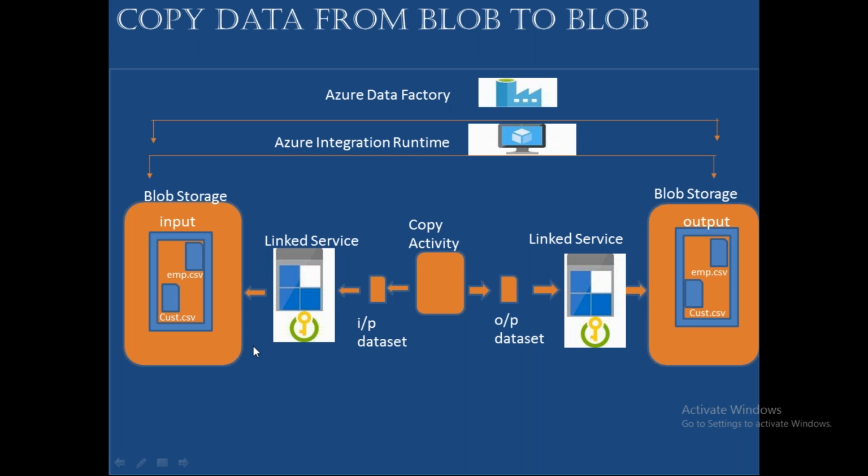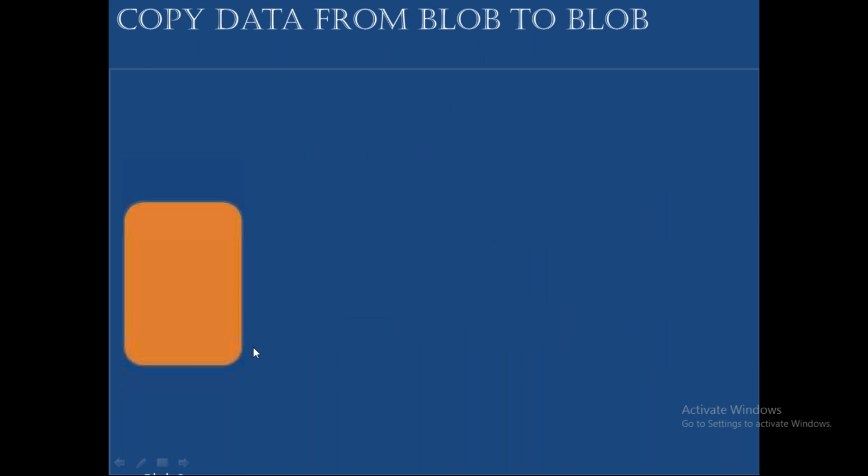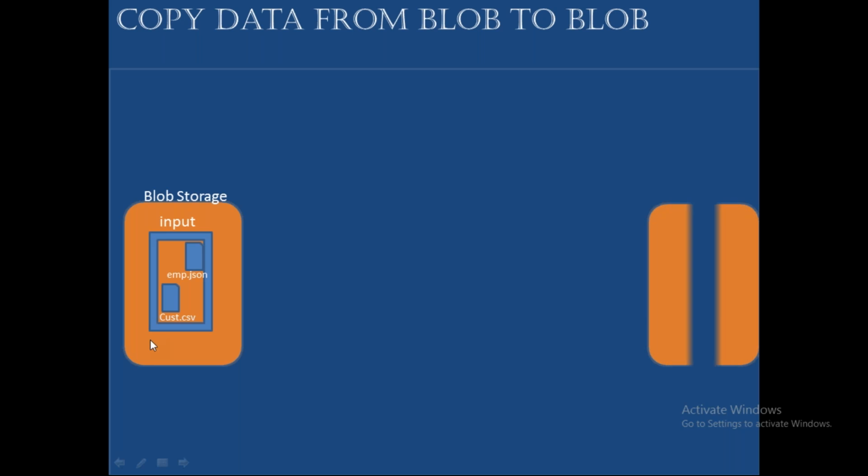Okay, so I will explain our third scenario now. You see, same, you have a blob storage. In this you have an input container. In this you see emp.json and cust.csv. Now what I wanted to do, I want to move these two files as is, emp.json and cust.csv, into my output container.